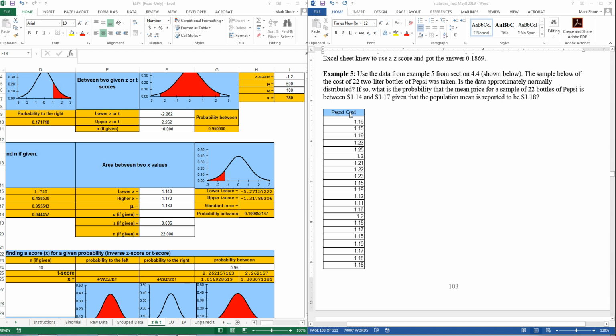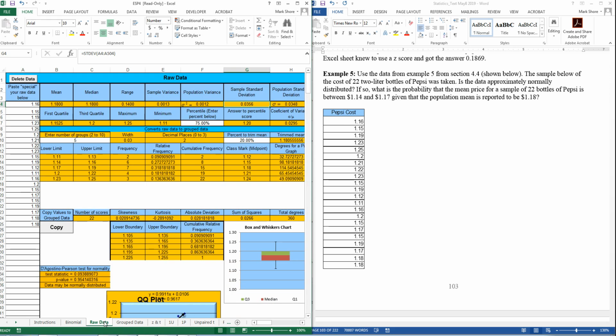So let's see what the situation is here. We have this raw data. Well, before we can use Z and/or T scores, we have to get the standard deviation. So we'd have to put this data into the raw data sheet, and I'll click on that, and I already have my raw data typed in here. So now that I have my raw data in here, I can get my sample standard deviation. My sample standard deviation for this raw data is given right here to be 0.0356.